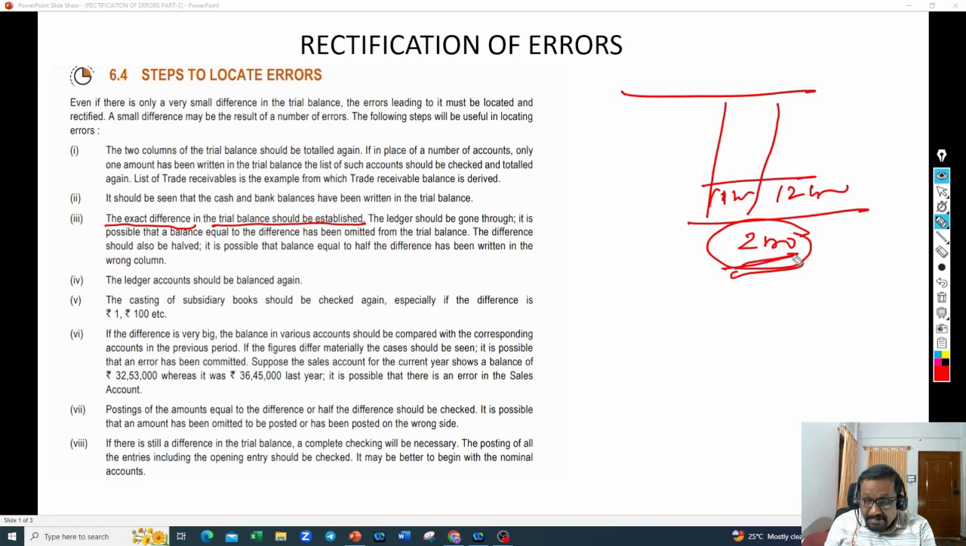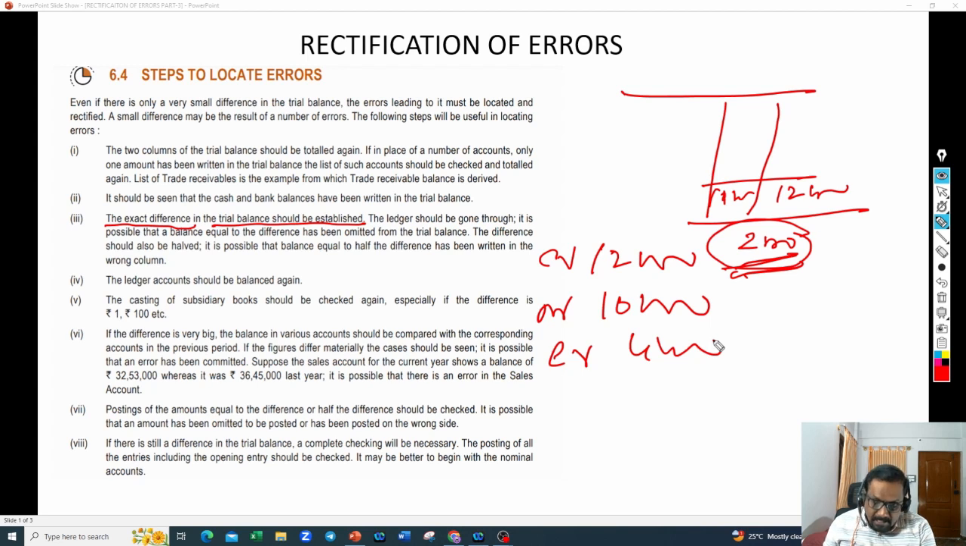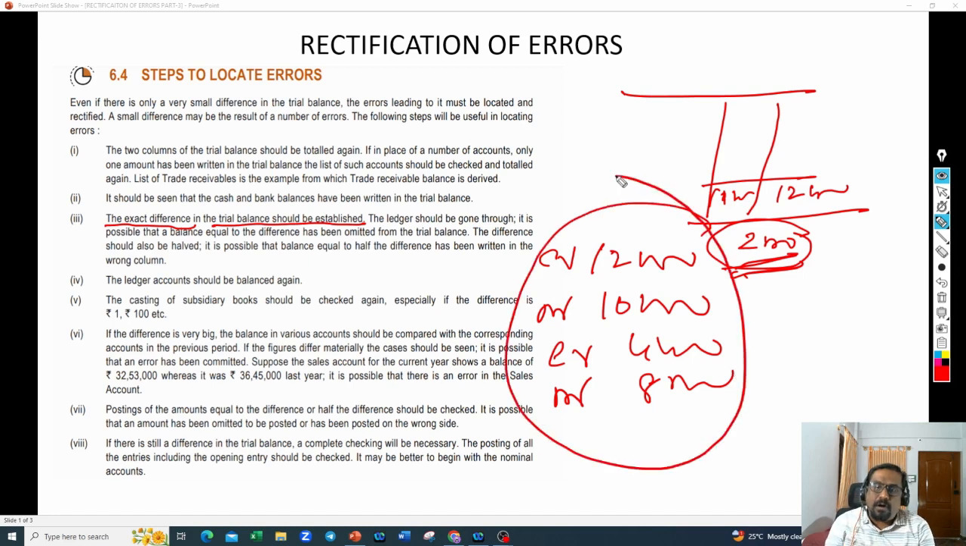I'm telling you, though I'm saying it is an exact difference, you cannot say 2,000 is an exact difference. You know why? There could be a credit missed out for 12,000, one debit missed out for 10,000, another credit missed out for 4,000, and another debit missed out for 8,000. There could be several transactions together that got missed out and netted to 2,000. It is not that this pertains to one transaction. This is a combination of so many transactions.